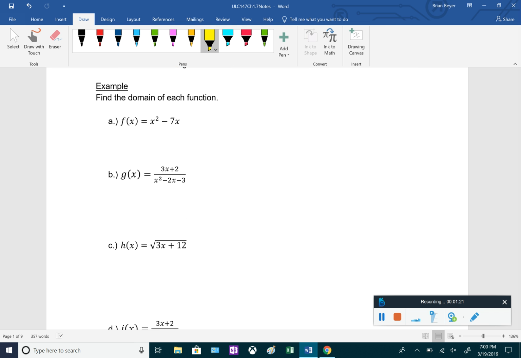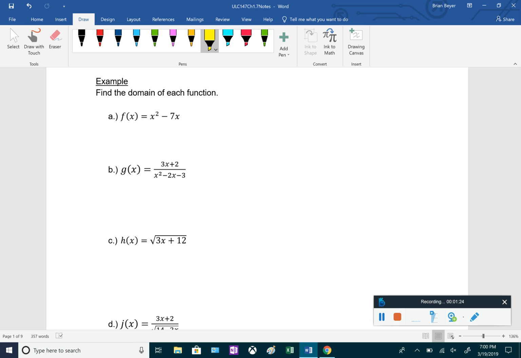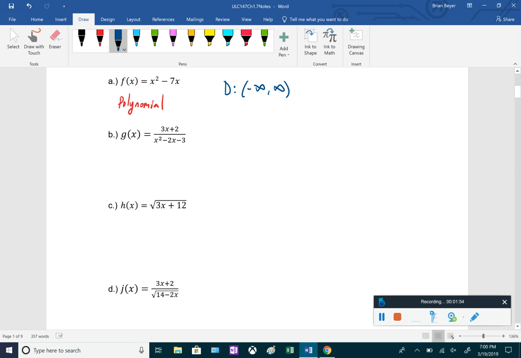Okay, so let's do these examples. Let's find the domain of each function. The first one is f of x is x squared minus 7x. In order to find the domain, it helps to know what kind of function it is. This is a polynomial, because the terms are separated by addition or subtraction, and they have positive whole number exponents on the variable. The domain of every polynomial is all real numbers, so negative infinity to positive infinity. Those ones are pretty easy.